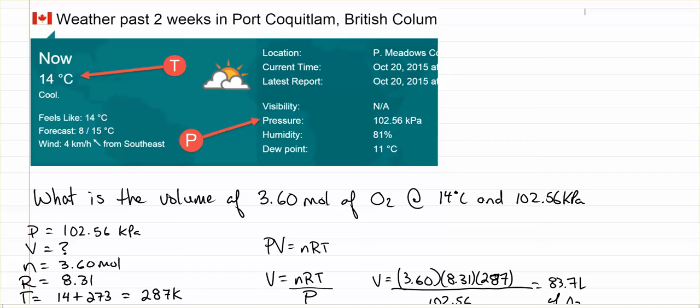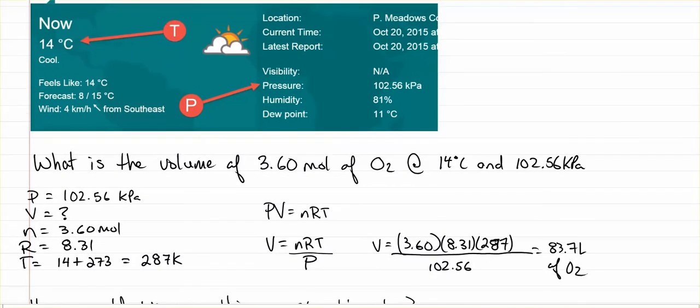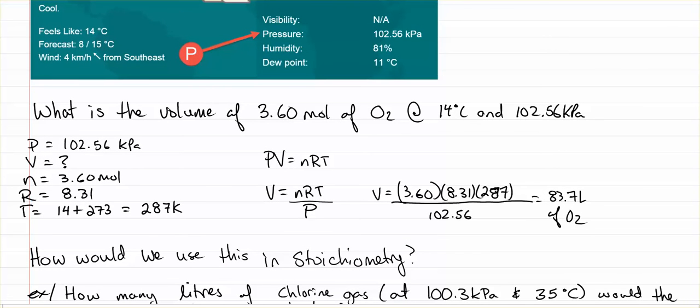So PV equals nRT. I want to solve just for volume, so I'm going to divide both sides by P. So V equals nRT divided by P. I simply then just plug in my values to get what I need. So volume equals 3.60 times 8.31 times 287, all divided by 102.56. So that gives me 83.7 liters of oxygen gas.